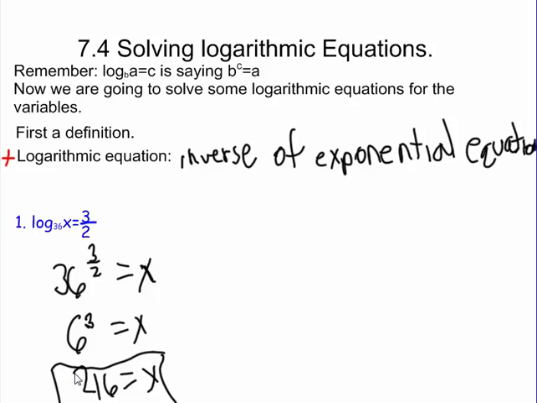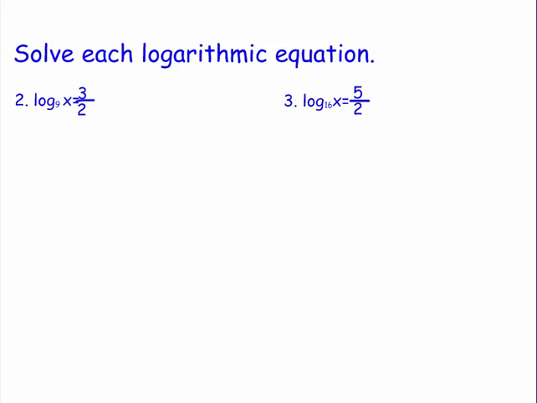Pretty straightforward. Not a lot to do there. Let's look at another one. All of these again we can just solve by rewriting, and there's not too much involved. So 9 to the 3 halves equals x. Again, the 2 on the bottom means square root. The square root of 9 is 3. 3 to the third equals 27.